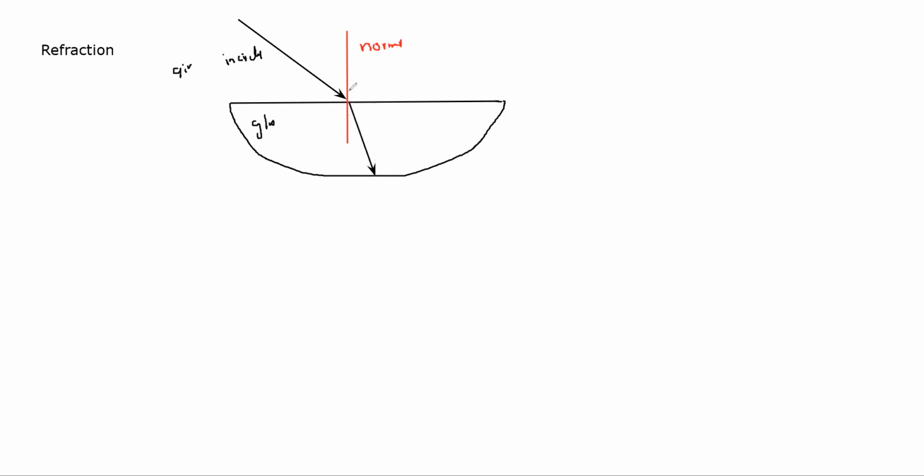The angle between the incident and the normal is called the angle of incidence. The angle between the normal and the refracted ray is known as the angle of refraction. And there's one more thing which we can calculate. We can calculate the refractive index.